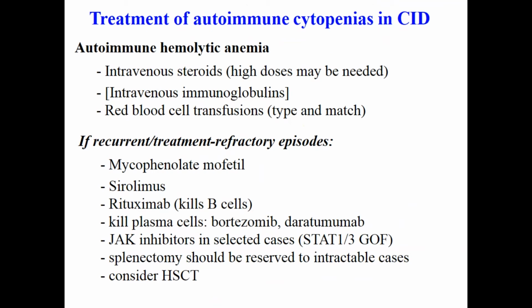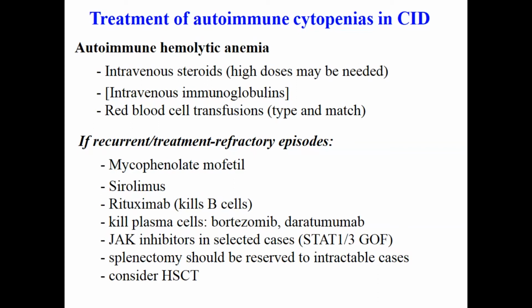Now you may think, why do I give steroids in a patient that has a combined immunodeficiency? Because at that time, it's the anemia that is life-threatening. You need to treat the anemia. You need to kill those cells that are producing these bad autoantibodies, and steroids are what do it. Intravenous immunoglobulins are also used, less good than IV steroids in autoimmune hemolytic anemia. Red blood cell transfusions, of course, if needed. Of course, these have to be matched to the donor type.